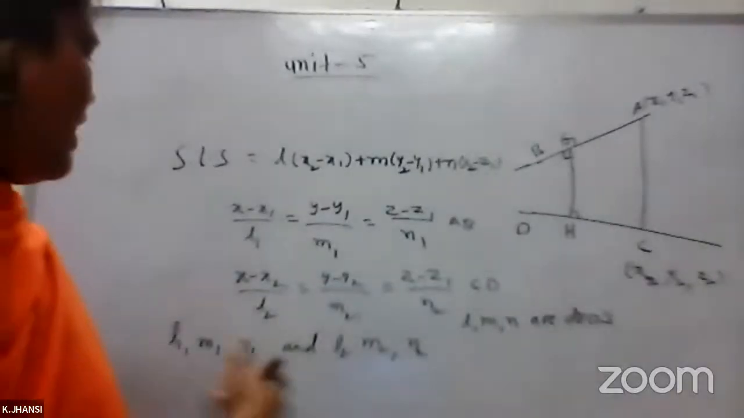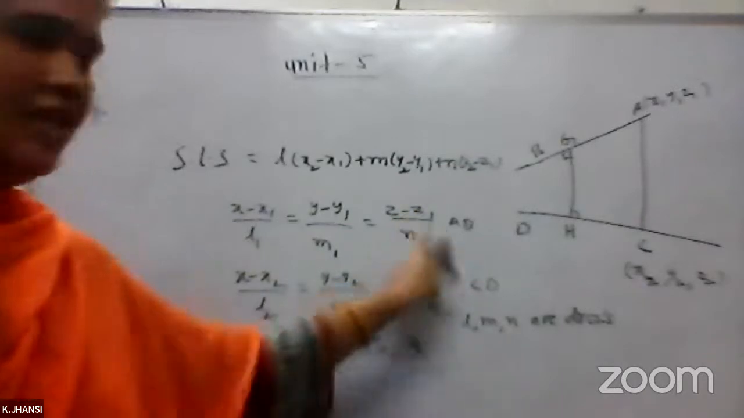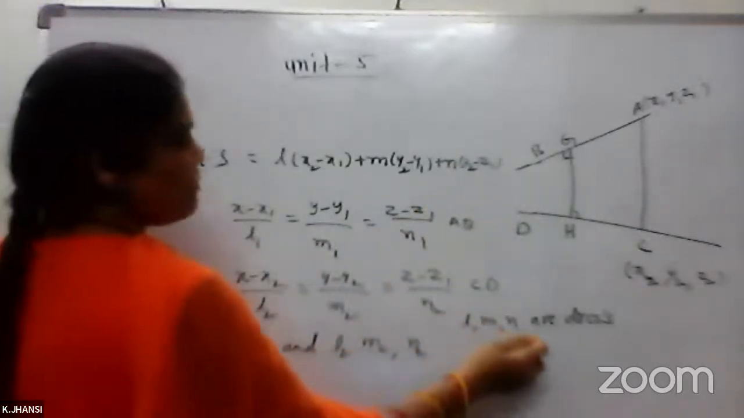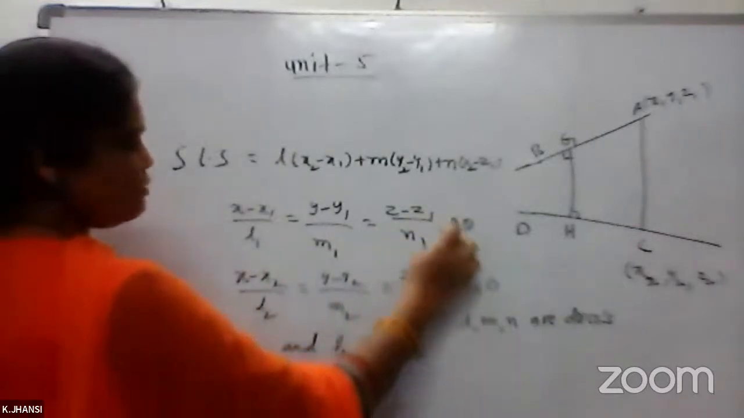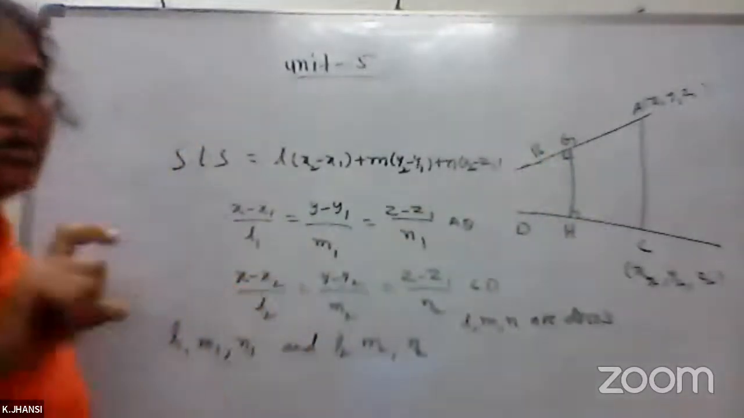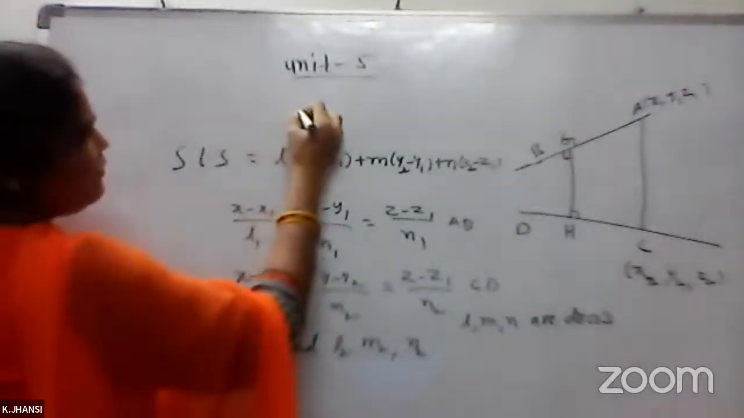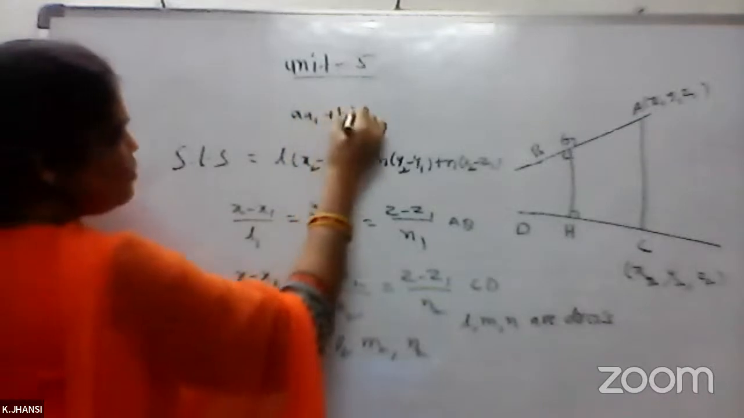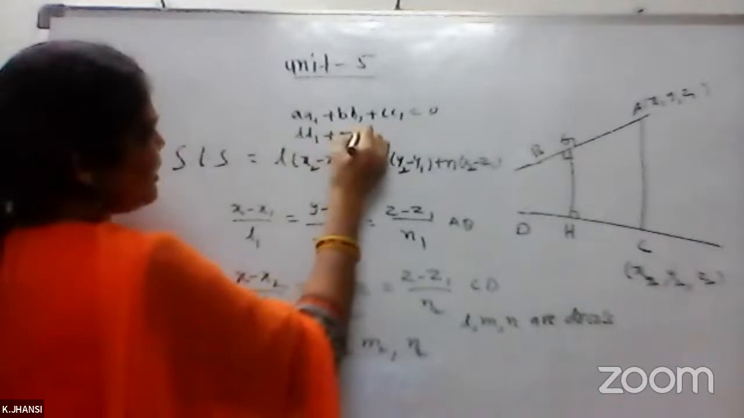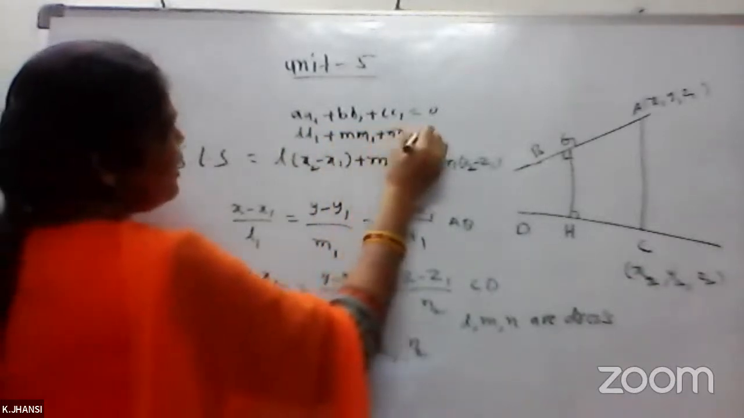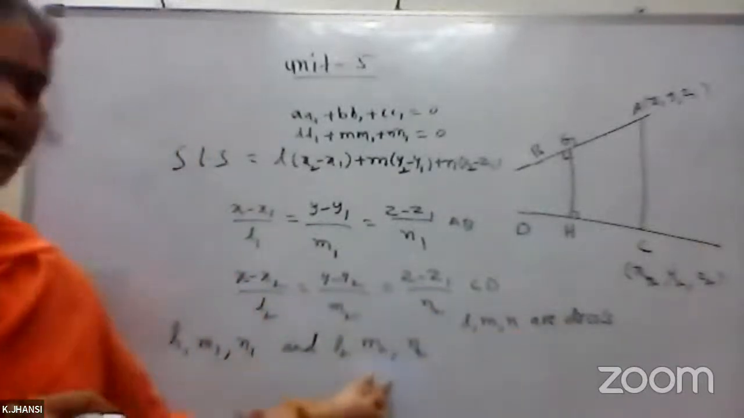Here l1, m1, n1 and l2, m2, n2 are the direction ratios of the two line equations, and l, m, n are the direction cosines. When the line GH is perpendicular to both lines, we have the condition from the first unit: a into a1 plus b into b1 plus c into c1 equals 0, or l into l1 plus m into m1 plus n into n1 equals 0. Here these are the direction cosines and these are the direction ratios.